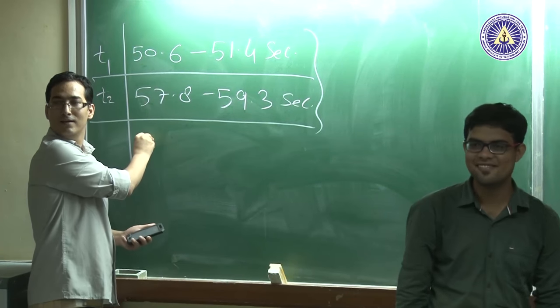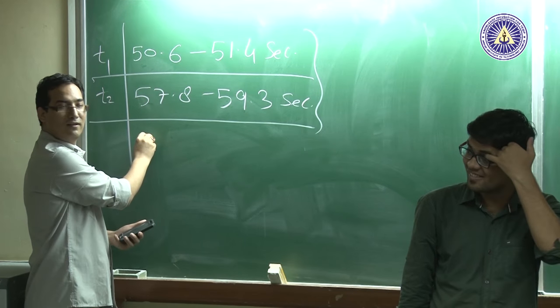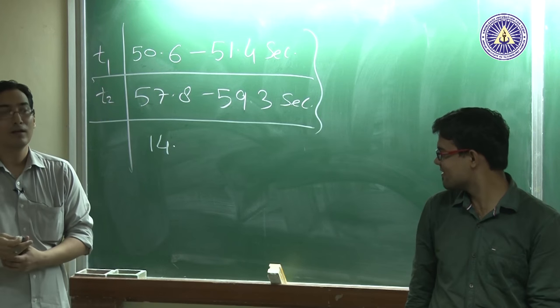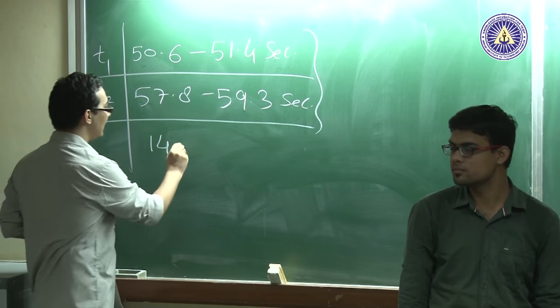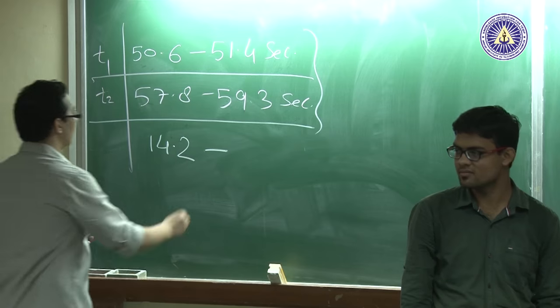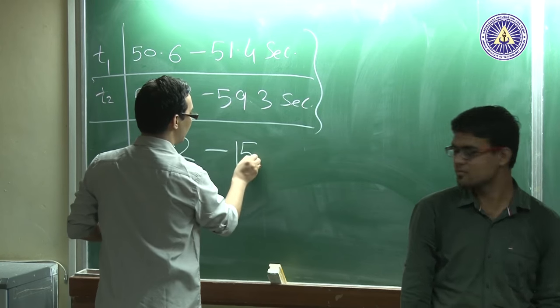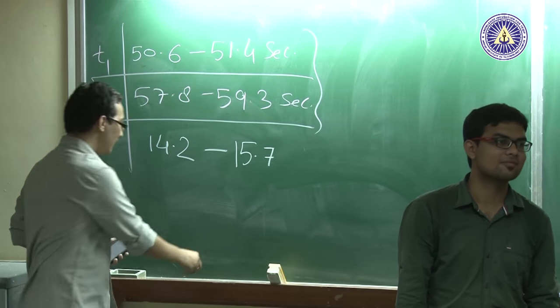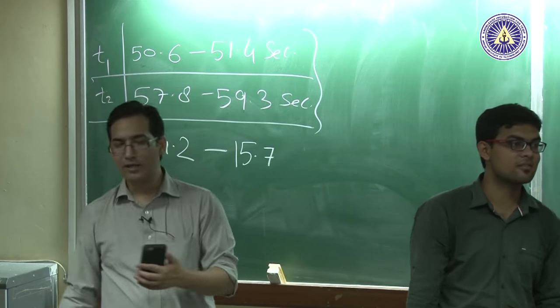14.35 se chota koi hai? 14.17. 14.17, 14.2, right? 14.2 is the least number that we got. Maximum is 15.7. ठीक है, so this is the range of things we got.